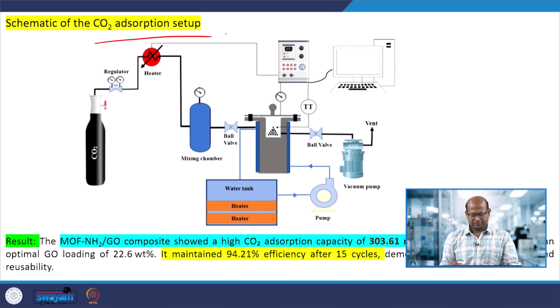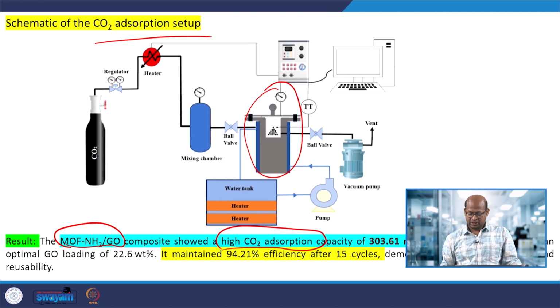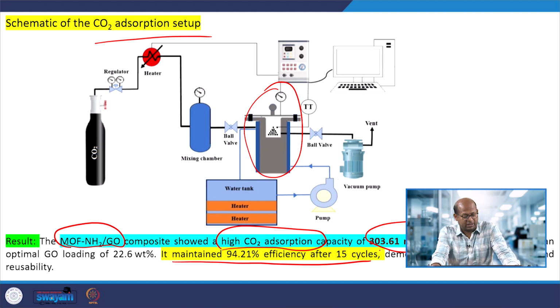Here is a similar type of setup. Here high pressures we can maintain, an autoclave is used. So here amine modified graphene oxide modified MOF was taken for CO2 capture at high pressure at 25 degrees centigrade, 303 milligram per gram. So that was CO2 capture and it maintained 94% efficiency after 15 cycles. So this material is very good.